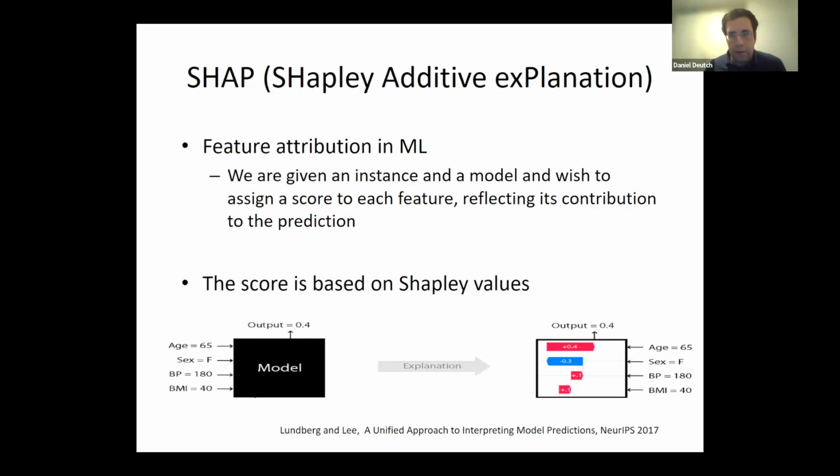In the context of machine learning, the game is the classification and the players are the features. And we are given an instance in the model and we wish to assign a score to each feature, which reflects its contribution to the game, to the prediction. And again, this score is based on Shapley values, along with some hacks that are needed to account for the fact that we cannot really talk about subsets of attributes in a model. So instead, we talk about subset of attributes completed by, for instance, the average value of the other attributes in some set. But the result in the end is that we get some instance and a classification, and the model output is 0.4. That's the confidence of the model in some classification result, for instance. And then we want an explanation. So this explanation takes the form of the age contributes 0.4, and the sex, for instance, contributed a minus 0.3.